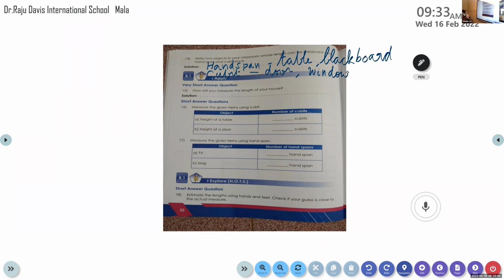Now question number 15. How will you measure the length of your house? Vaiga, how will you measure the length of your house? Which non-standard unit do you have to use? You will use handspan or cubit or foot, pace. Which one? Foot or pace we can use. Foot or pace.